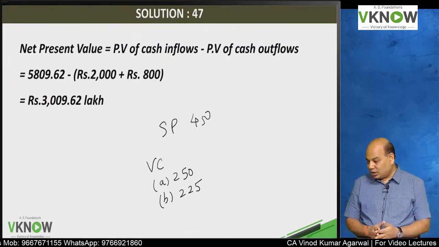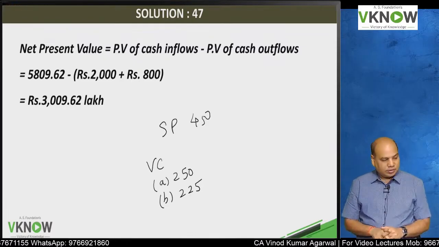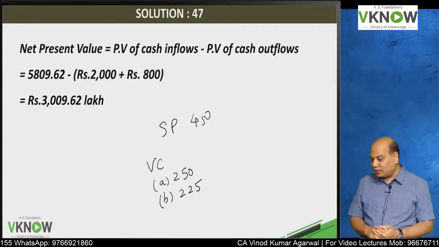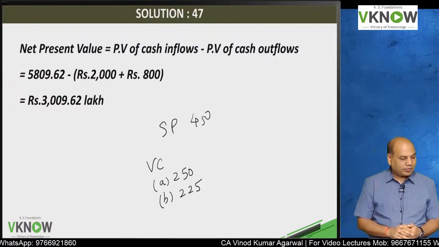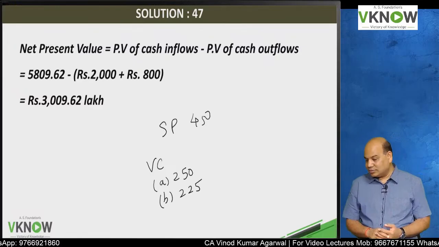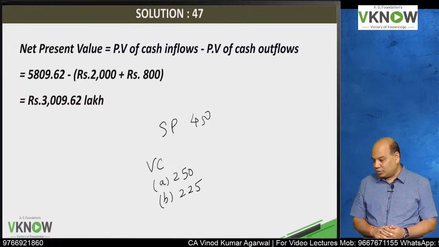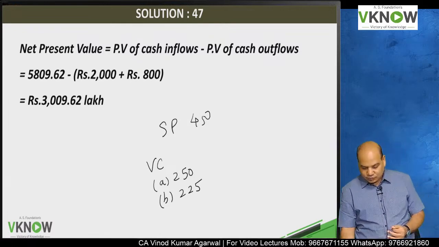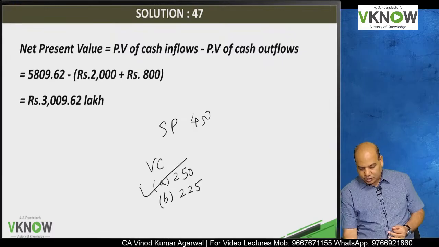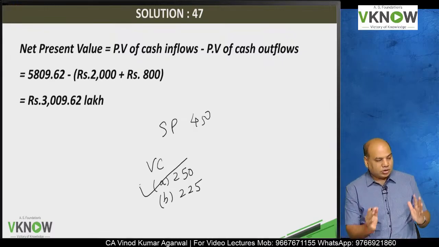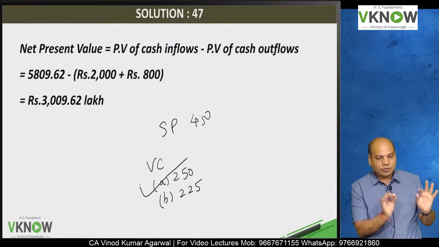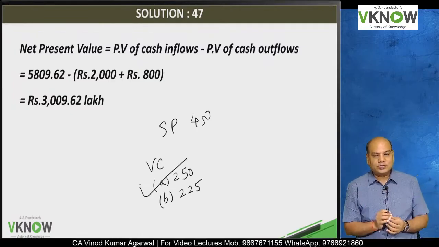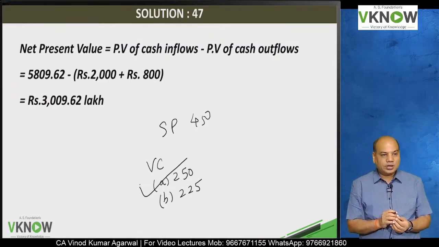Some students are saying 225. Any other option? Any other answer? 250, 225. The answer is 250. We are going to keep variable cost as per previous question only. Only selling price will change.